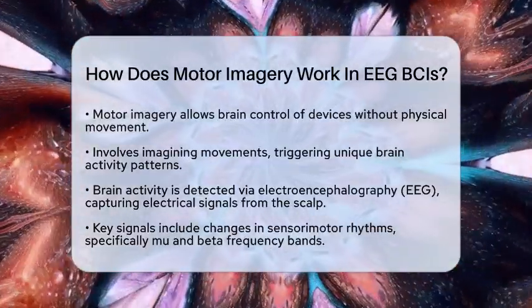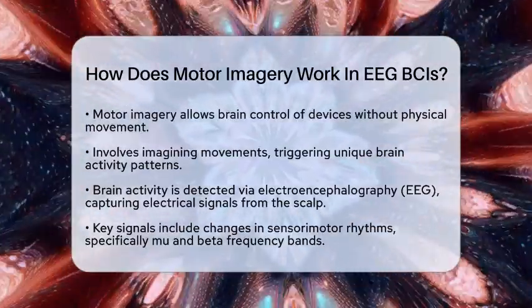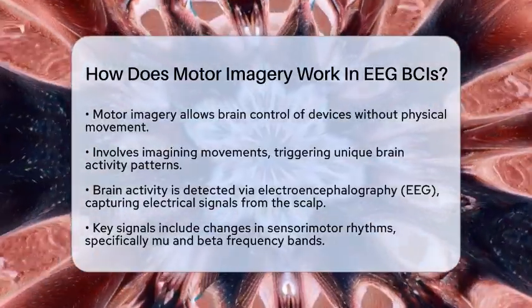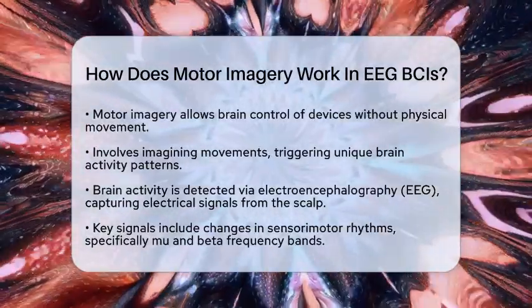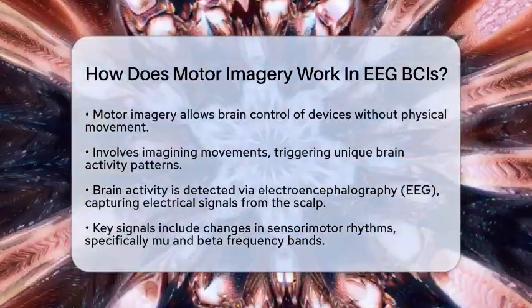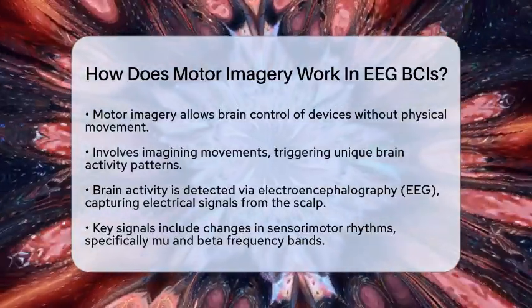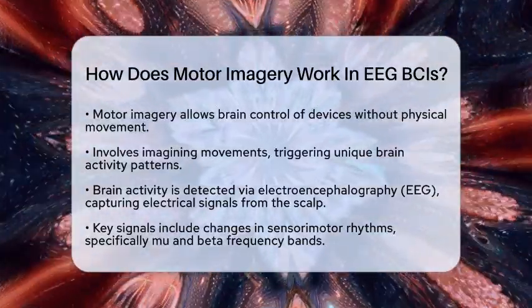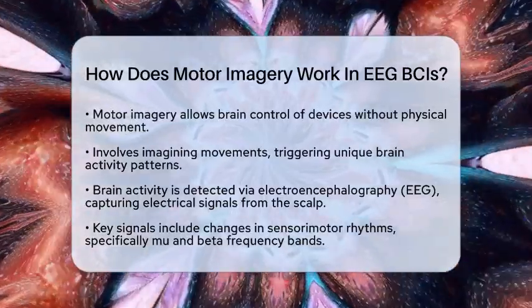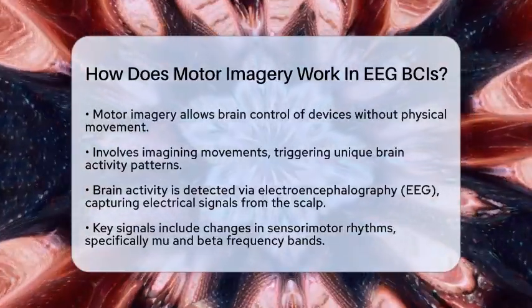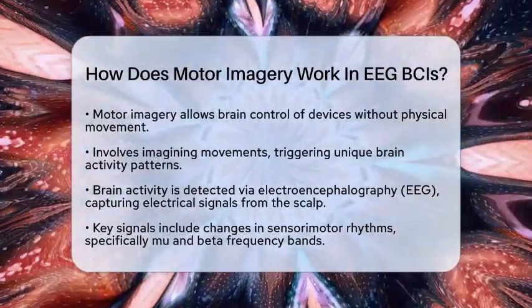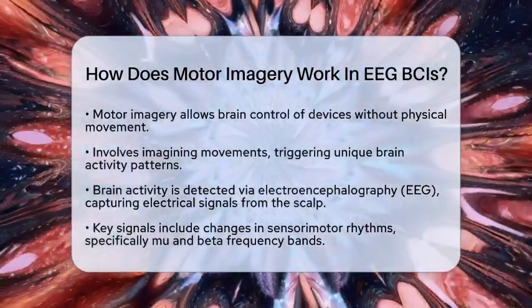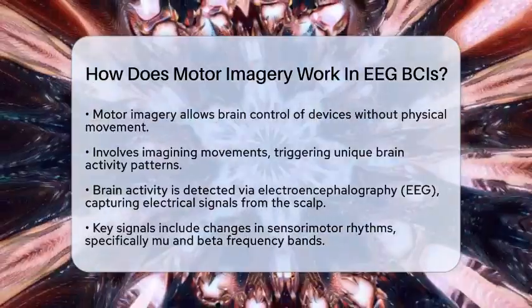When you think about moving your left or right hand, your brain generates unique activity patterns, especially in the motor cortex. This brain activity can be detected using electroencephalography, a method that captures electrical signals from the scalp. The key signals to focus on are changes in sensorimotor rhythms. These rhythms include the mu frequency band, which ranges from 7 to 13 Hz, and the beta frequency band, which spans from 13 to 30 Hz.